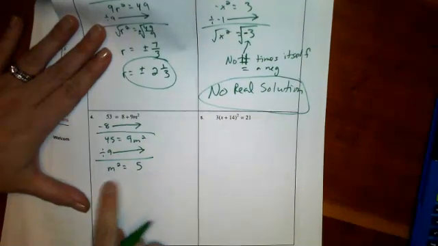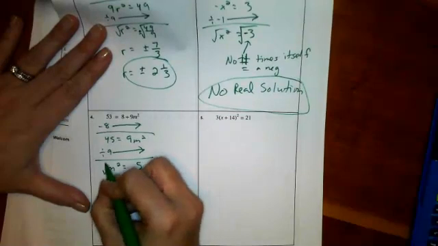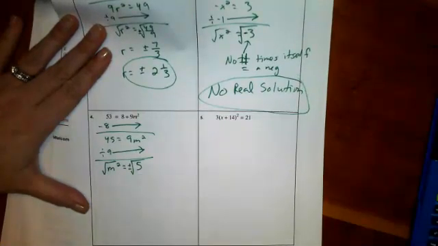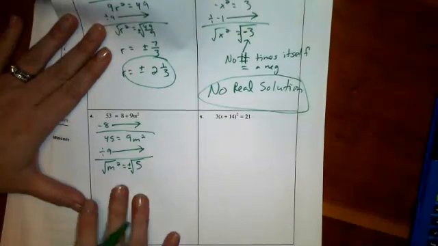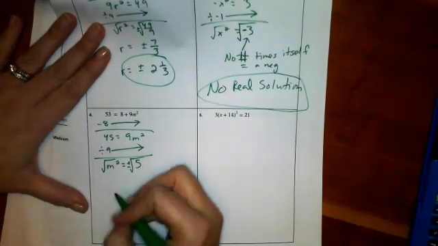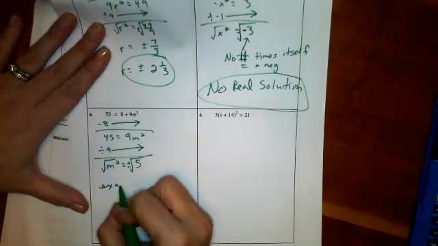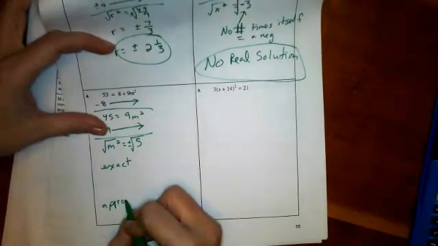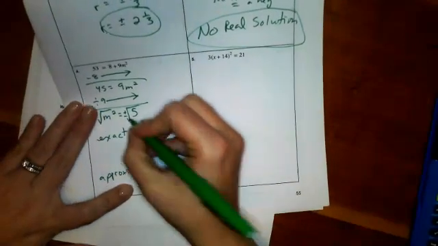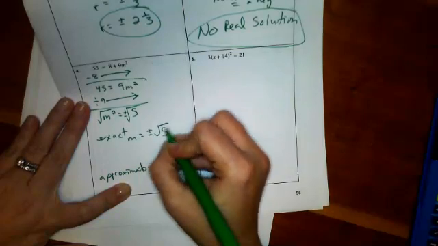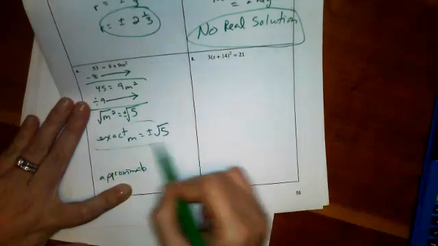Okay, and then we're taking the square root. When we take the square root, you know you're going to have a positive and a negative answer. Now, in this case, we're going to get 4 answers, actually. We're going to have our exact answers, and we're going to have our approximate answers. Our exact answer is m equals positive or negative square root of 5.